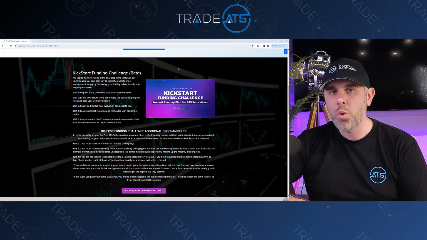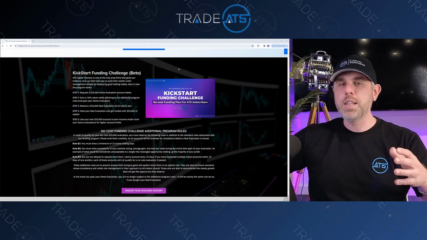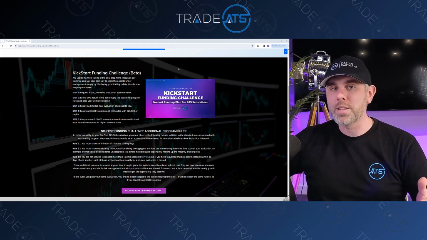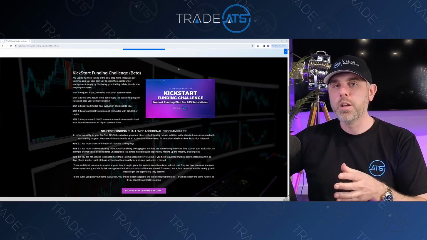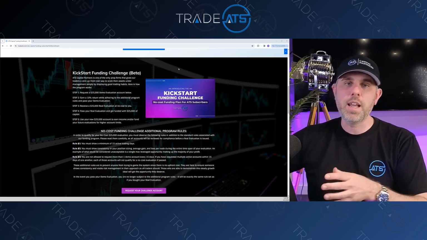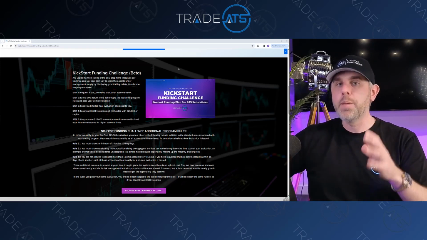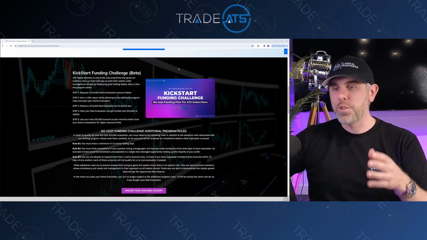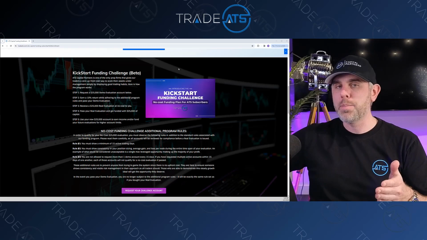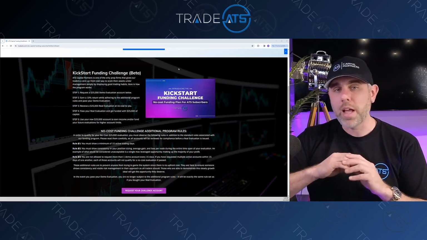This is a no-cost funding path for all ATS members. And you can do this an unlimited amount of times. Within 15 days, you can't request a Kickstart account within 15 days of getting another one. So we do have a limit to that. So you want to make sure that if you request one, there's at least 15 days that pass before you request a new one. But that's really it.